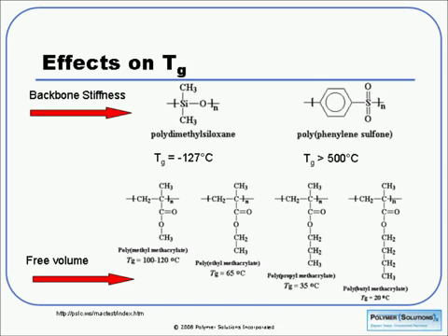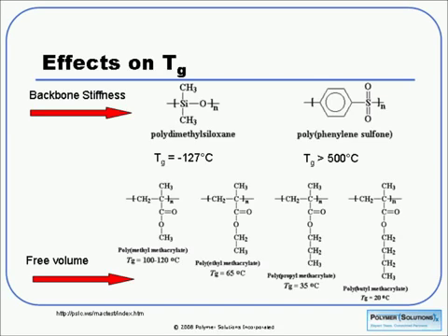At the opposite extreme, we have polyphenylene sulfone. Now it has a nice bulky phenyl ring in its backbone, and as such it's a stiff chain. You're going to have to put a lot more energy in, and its TG therefore is much, much higher at about 500 C.